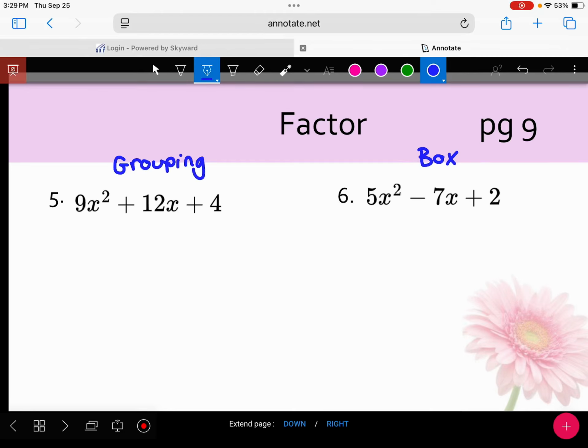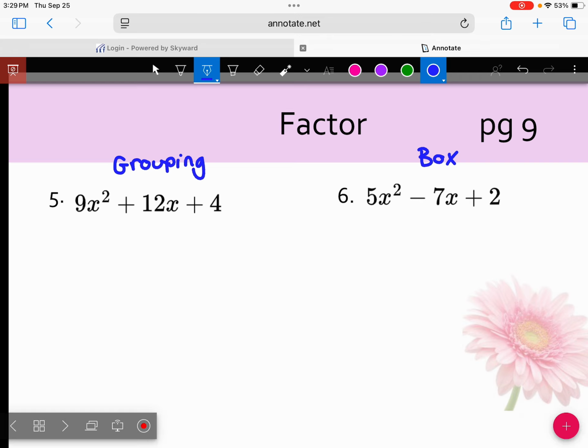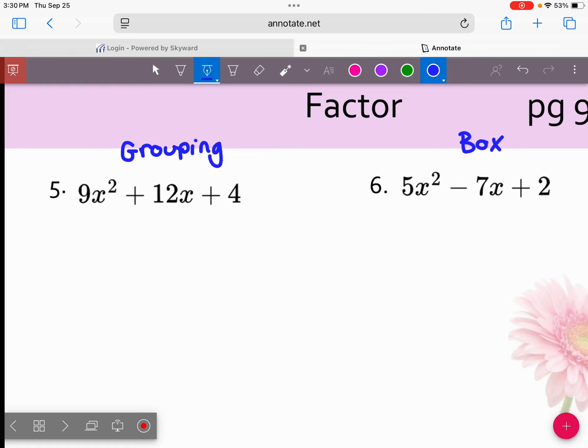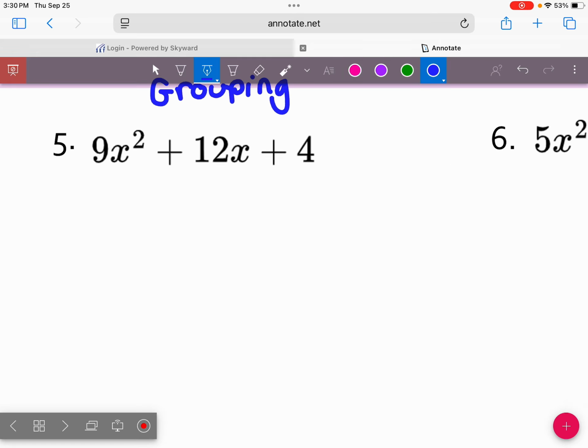Okay, so we're going to look on page 9 at numbers 5 and 6. I'm going to do number 5 with our factoring by grouping, and I'll do number 6 with the box method. You will get exactly the same answer either way, no matter which technique you use. Whichever one works better for you, you should try that, and then watch the video and see if I get the same answer as you.